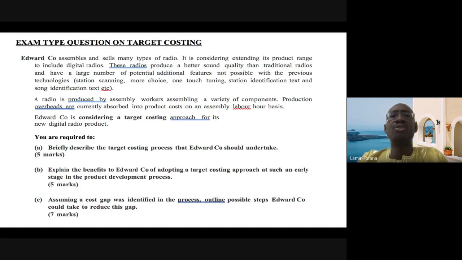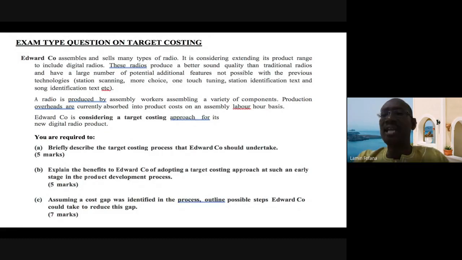Okay, Edwards Company Limited might say that for every digital radio we produce, we are going to make 15% profit. Or they could say on every radio we have to add, let's say, 20 pound profit. So it might be relative, it might be absolute. So it might be either a percentage or an amount, depending on the organization's policy.